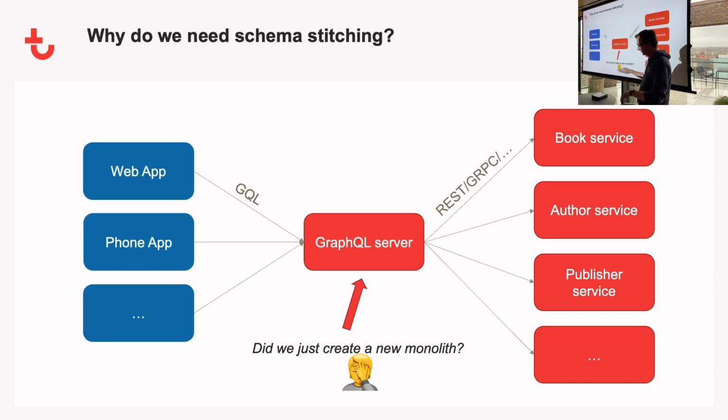sure it maps the right data. So we didn't really gain a lot when we look at the release cycle speed and making sure the book service team can release independently and so on. But there's an answer to that.